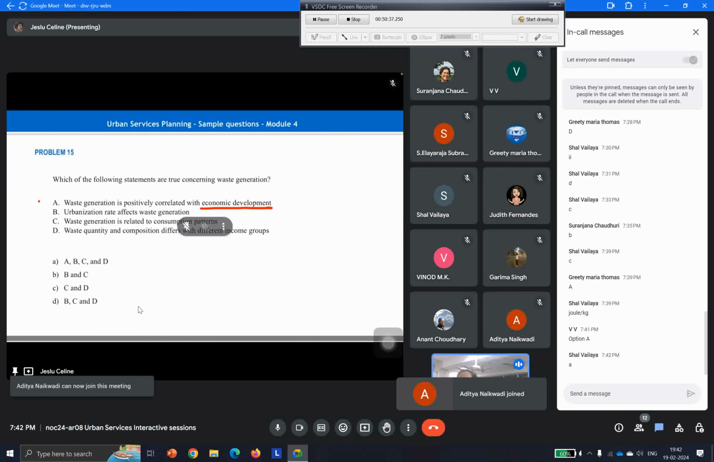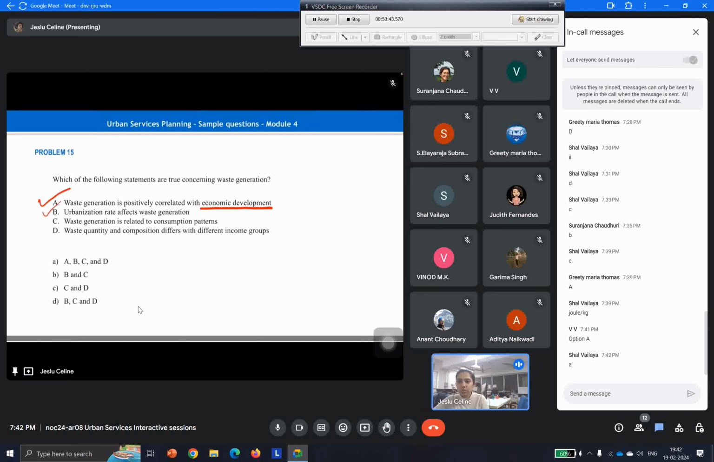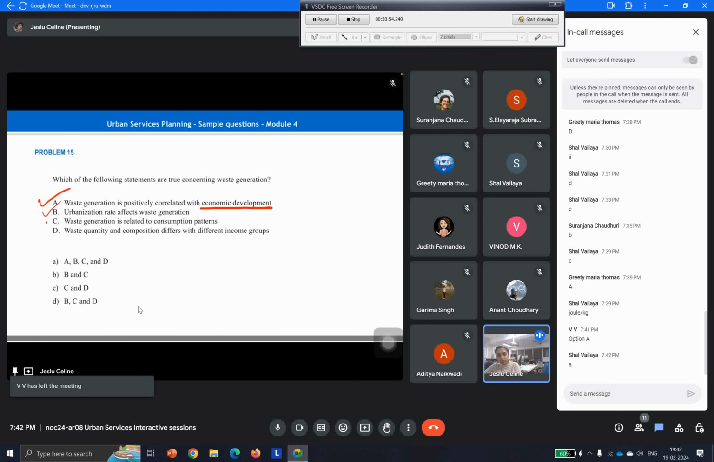Now, B, urbanization rate affects waste generation. Yes, that's also a correct statement. More people, more urbanization, that affects waste generation. And C, waste generation is related to consumption patterns. That's also right. D, waste quantity and composition differs with different income groups. That's also right. So option A is the answer.